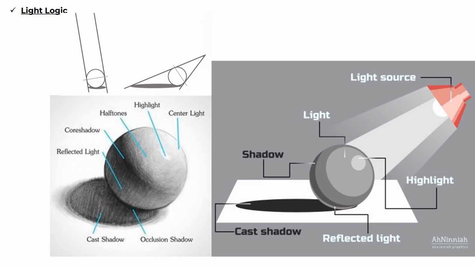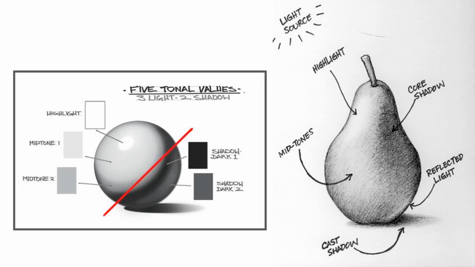Now this is the light logic. You have your light source, your light, the shadow, the highlight, the reflected light, and the cast shadow. To understand it better, this is a diagram and a sphere and how shades, shadow, and light affects your drawing. You have the center light, your highlight, your halftones, your core shadow, your reflected light, the cast shadow, and the occlusion shadow. We have another example to illustrate shades and shadowing.